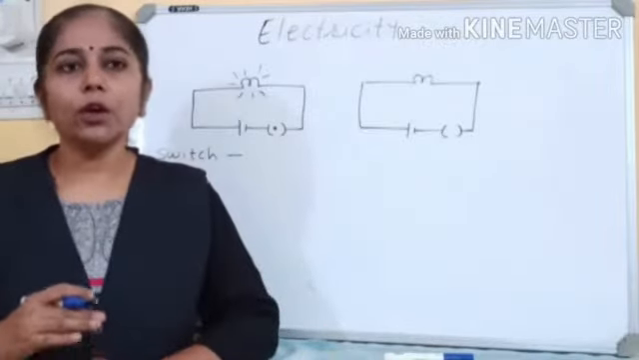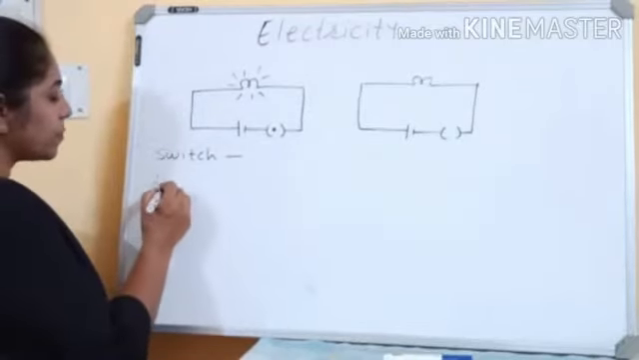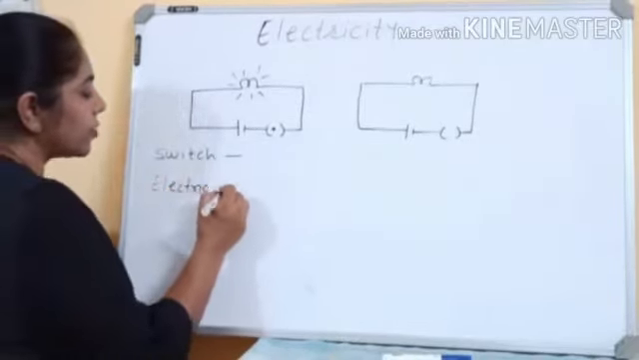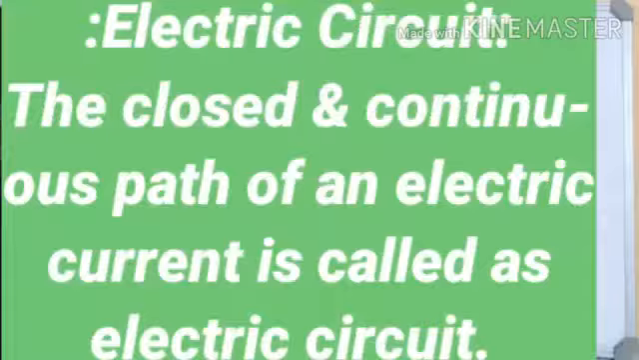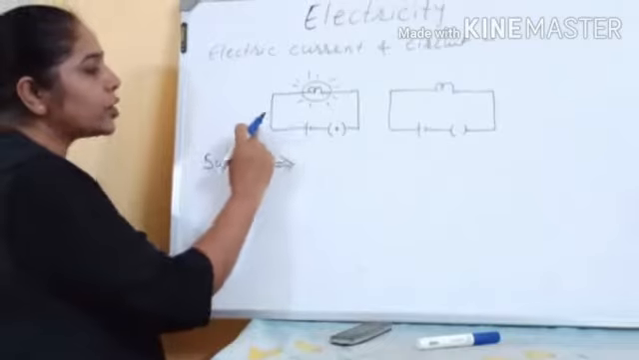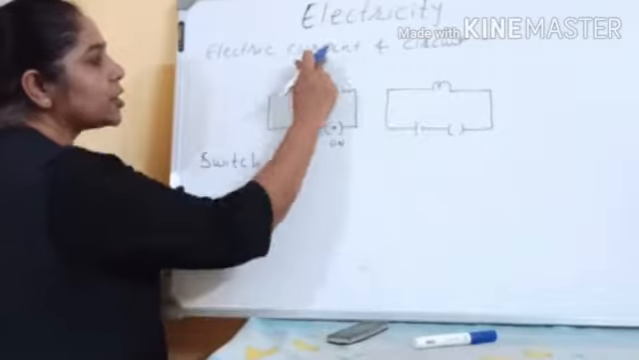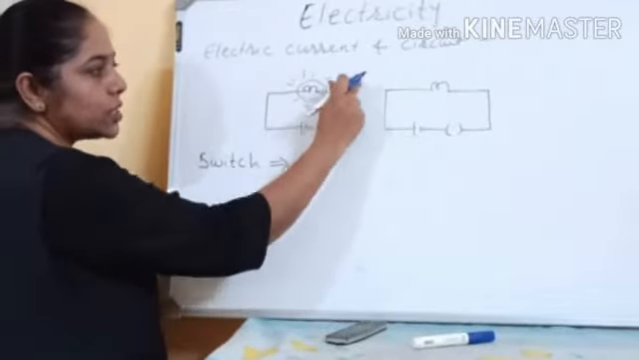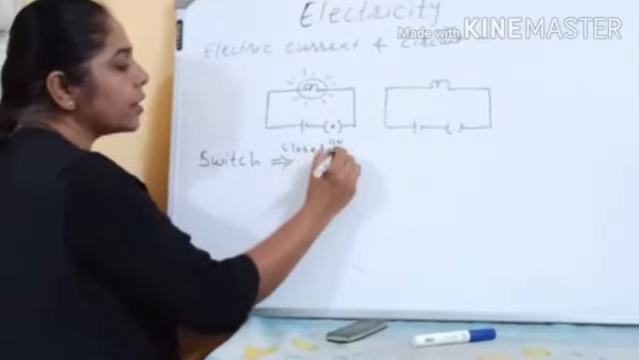This continuous and closed path of an electric current is called an electric circuit. So the next definition is electric circuit. It is a closed continuous path of an electric current. Now see, when the switch is on, at that time there is a continuous path of flow of charges, and therefore it is called a closed circuit.